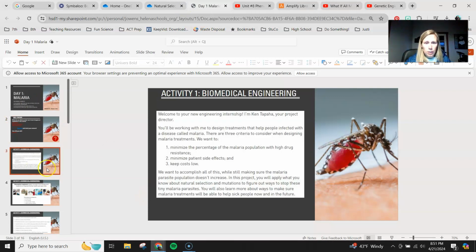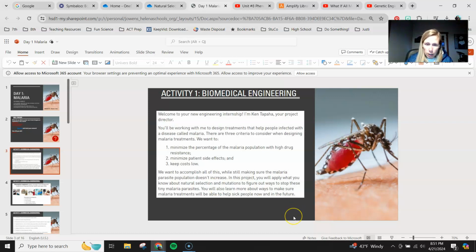You are going to walk through this. Welcome to your new engineering internship. I am Ken Tepaha, your project director. You'll be working with me to design treatments that will help people infected with a disease called malaria. There are 3 criteria to consider when designing malaria treatments. We want to, 1, minimize the percentage of the malaria population with high drug resistance, and we're going to get into that in day 2. 2, minimize patient side effects, which come with most medications. And 3, of course, as usual, keep costs low, okay? Especially when we're focusing on malaria being a problem in a lot of third world countries, it's really important that the treatments are affordable.